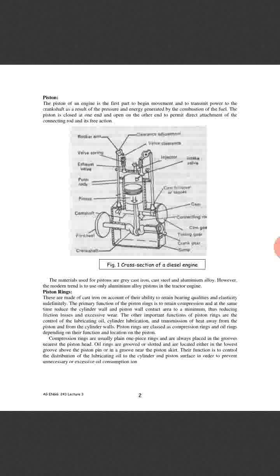In this diagram, you can see the cross-section of a diesel engine. The materials used for pistons are grey cast iron, cast steel and aluminium alloy. However, the modern trend is to use only aluminium alloy pistons in the tractor engine because it is quite light.